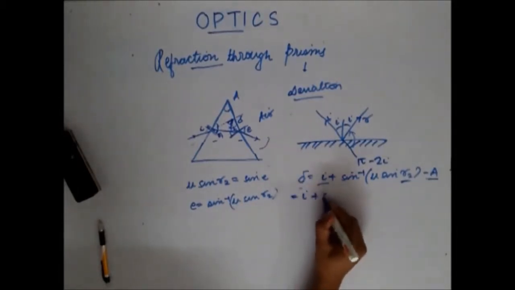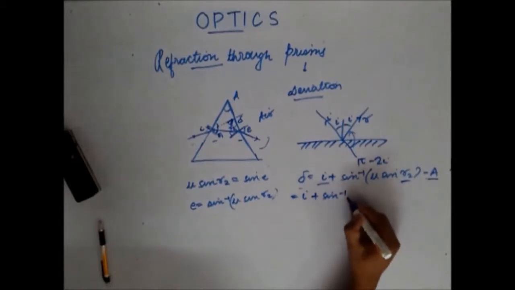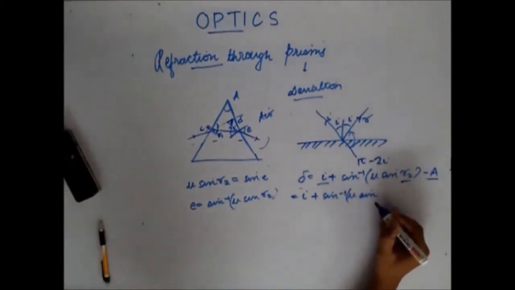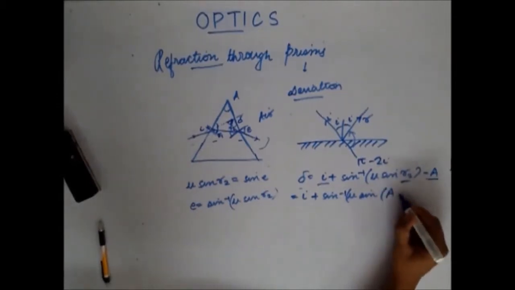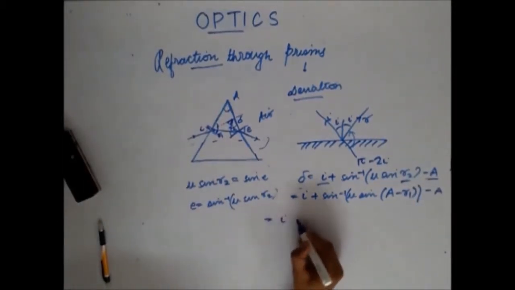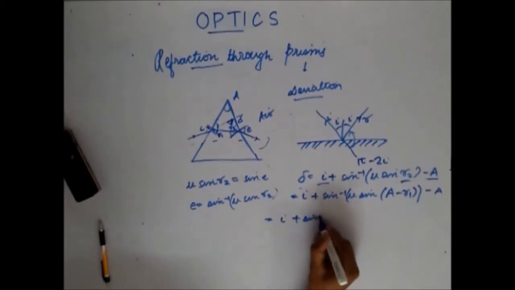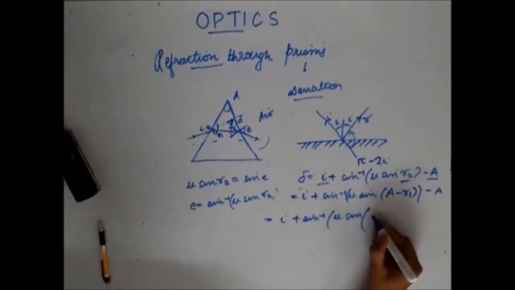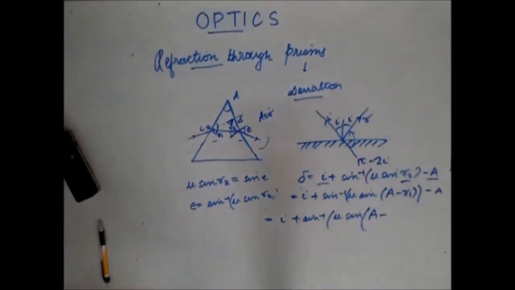This I can write as sine inverse of mu times sine of R2. R2 I can write as A minus R1, because I know R1 plus R2 is equal to A. Okay. Now I plus sine inverse mu sine of A minus, I need to replace R1.